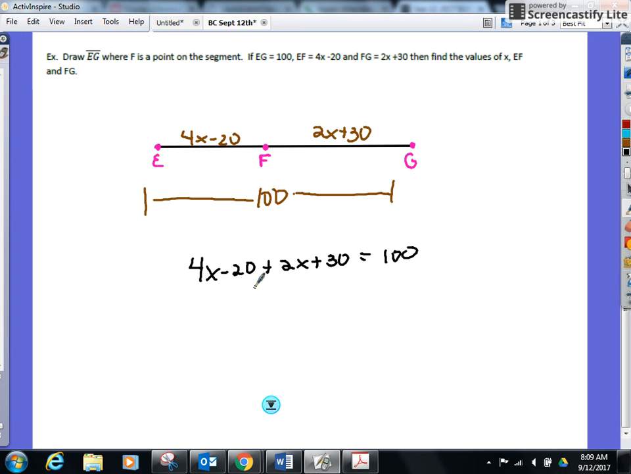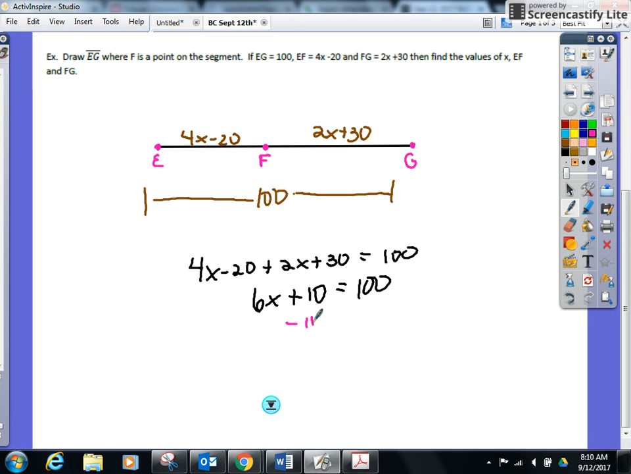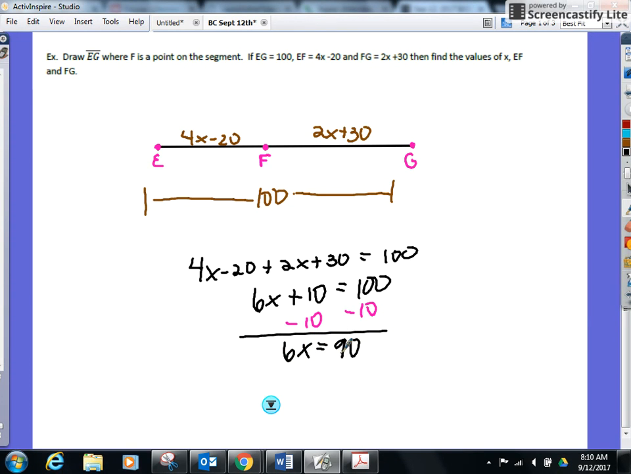So 4x and 2x, I get 6x. Combine the negative 20 and the 30, we end up with 10. That's what I was thinking too. Nice job, guys. It's going to be a great year. Move the 10 over. 6x equals 90. X equals 15. We got some human calculators in the class, I see.